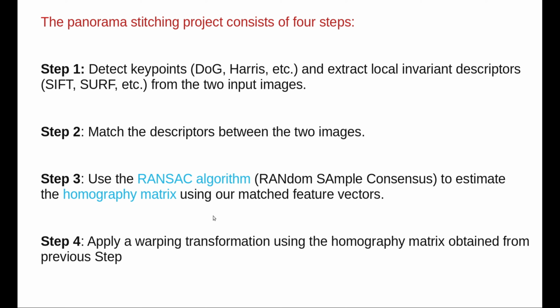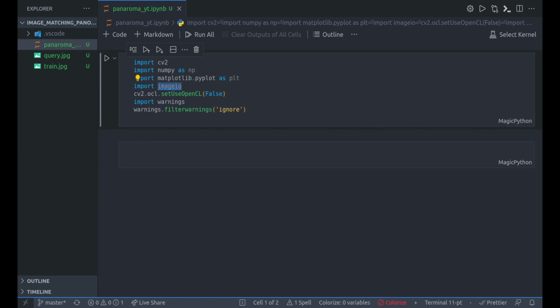Then step number 3 is use the RANSAC algorithm, that is random sample consensus, to estimate the homography matrix using our matched feature vectors. So we will come to what exactly RANSAC does and why we need a homography matrix in a while during the project. But for now, this is our step 3. And finally, apply a warping transformation using the homography matrix obtained from the previous step and get the final panoramic image. So that's the plan. And let's start with the code now.